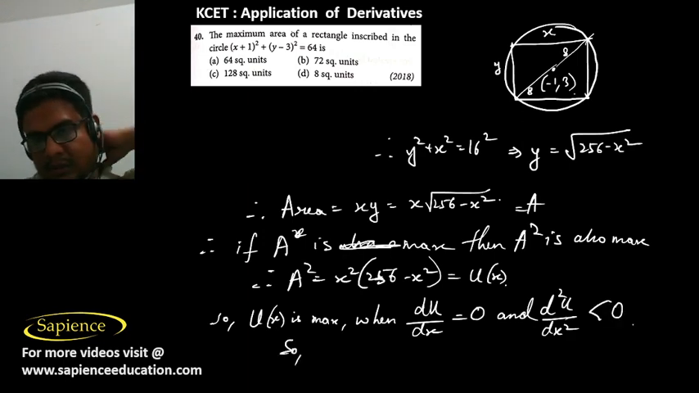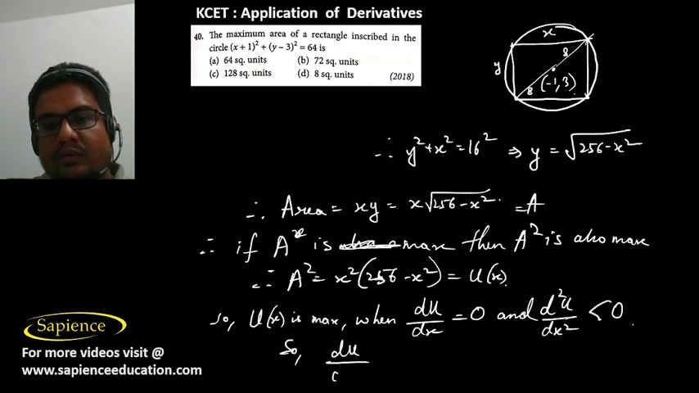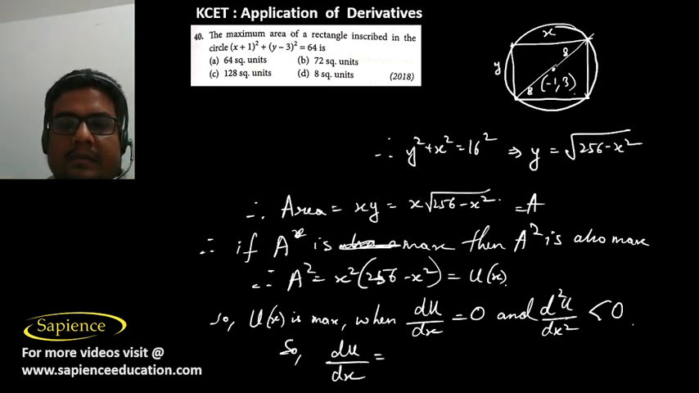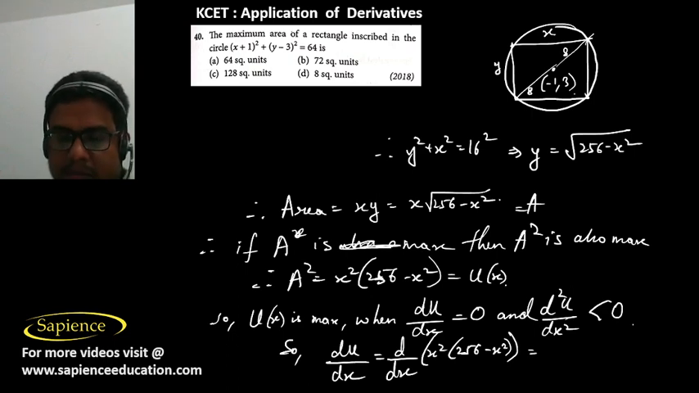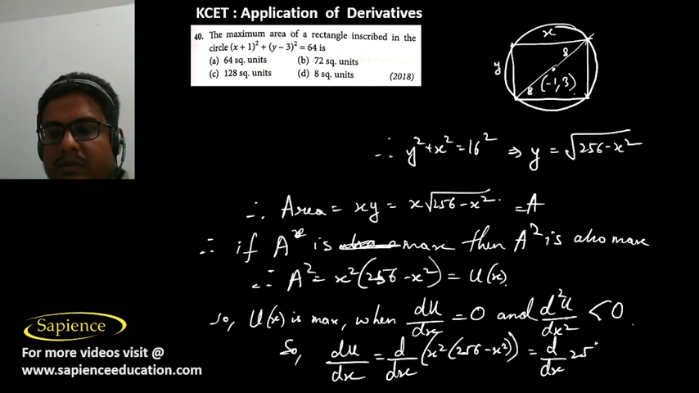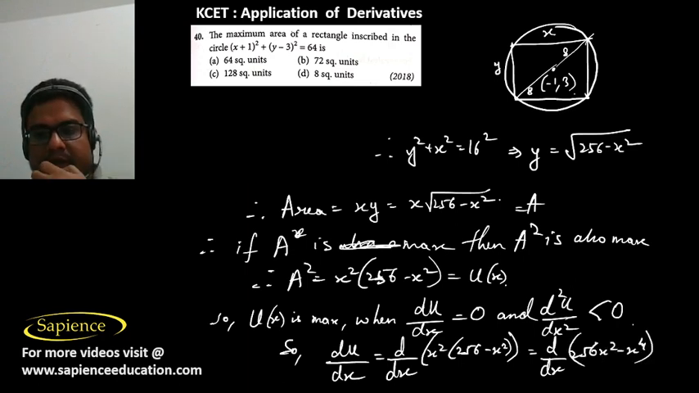So du by dx, that is d by dx of x square into (256 minus x square), should be equal to 0. So this is 512x minus 4x cube, which should be equal to 0.